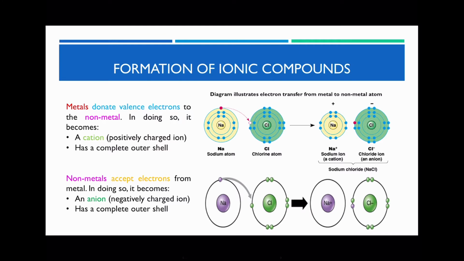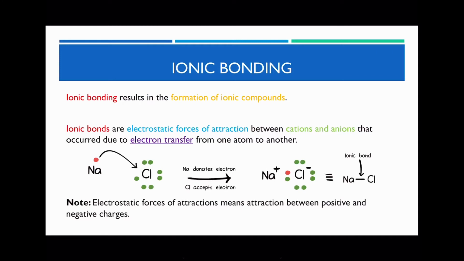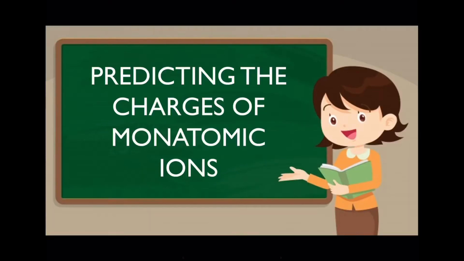This is illustrated in the diagram I have on the right-hand side over here, where you can see that sodium, which is a metal, transfers its valence electrons, meaning its outermost electrons, over to chlorine, which also requires one extra electron in order to achieve electronic stability. By doing so, you can see that the net charge of the sodium now becomes positive, and chlorine now has a net charge of -1. We also said that ionic compounds are these electrostatic forces of attraction between the cations and anions that occur due to these electron transfer processes.